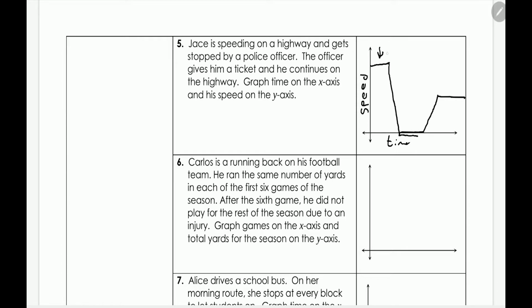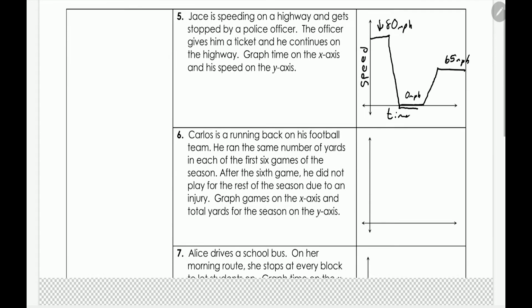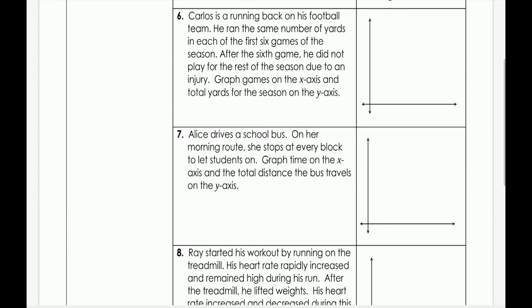He's going at a constant, let's say 80 miles per hour. He slows down to 0 miles per hour. And then let's say the speed limit was 65. So if you look at this, he's going 80. He gets pulled over. He goes down to 0 miles per hour. The cops let him go. He slowly moves back up to 65. And he stays at 65 because hopefully he's learned his lesson. Alright? Let's look at number 6.